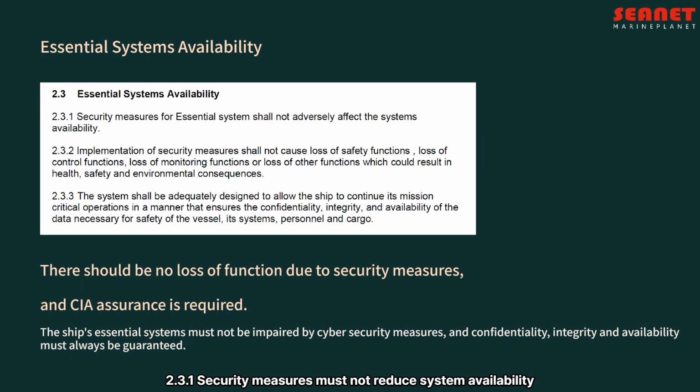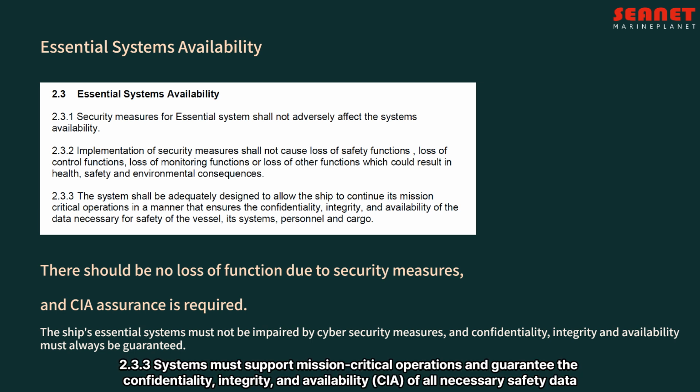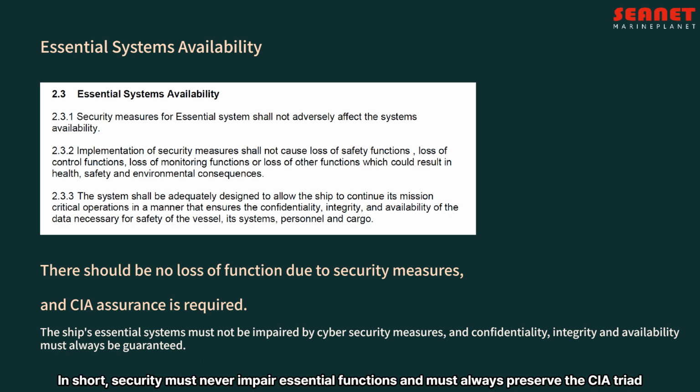2.3.1 Security measures must not reduce system availability. 2.3.2 Controls must not disable safety, control, monitoring, or any other HSE functions. 2.3.3 Systems must support mission-critical operations and guarantee the confidentiality, integrity, and availability, CIA, of all necessary safety data. In short, security must never impair essential functions and must always preserve the CIA triad.